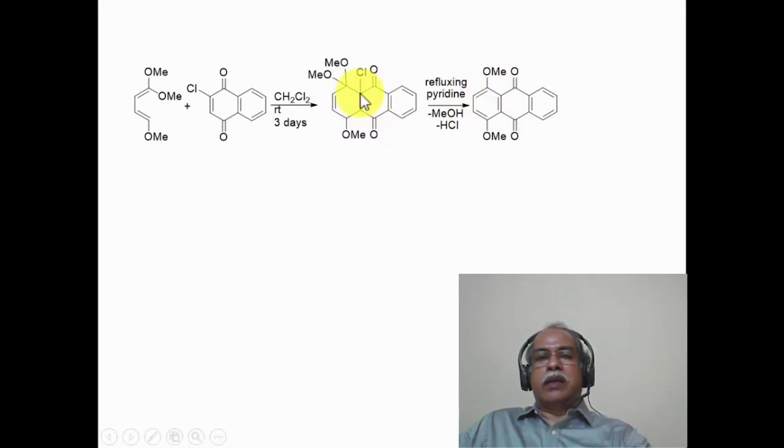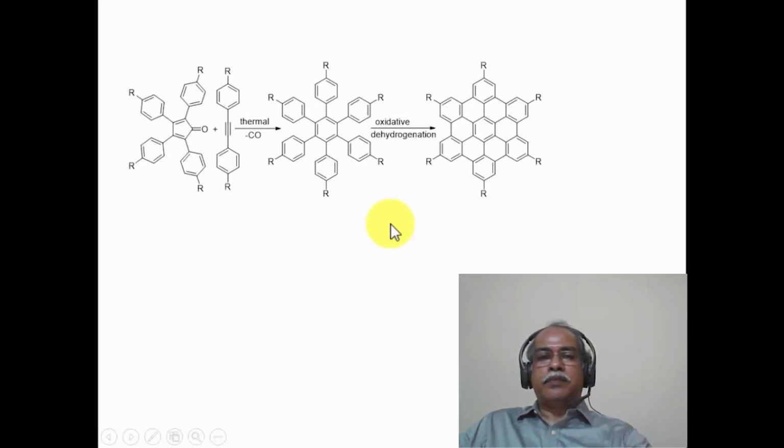So, initially the dehydrohalogenation produces a cyclohexadiene, and from the cyclohexadiene you lose methanol in a 1,4 position to give the corresponding aromatic ring system. So, from a naphthoquinone ring system, now you have produced an anthraquinone ring system by a benzannulation reaction in this particular case. These are some fascinating examples of producing large cyclic compounds of this kind, polycyclic aromatic compounds of this type.